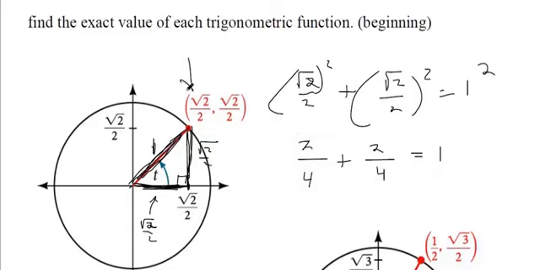And now we can use the fact that cosine is always, oh sorry, it's t. They're using t for the angle. You could use theta, whatever letter you want. So cosine is always the x-coordinate, and sine is always the y-coordinate. So your answer for this question, sine of t equals square root of 2 over 2. Cosine of t equals square root of 2 over 2.